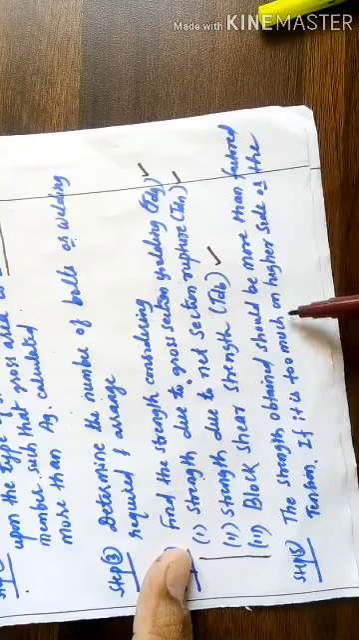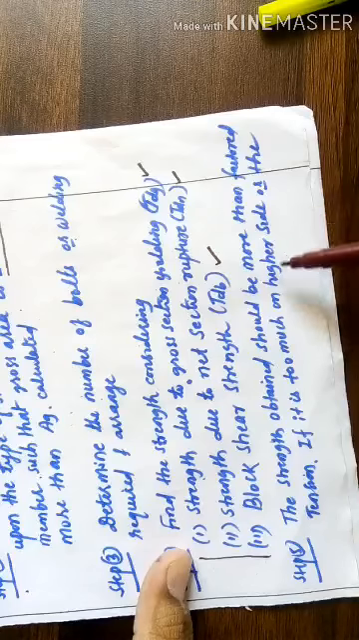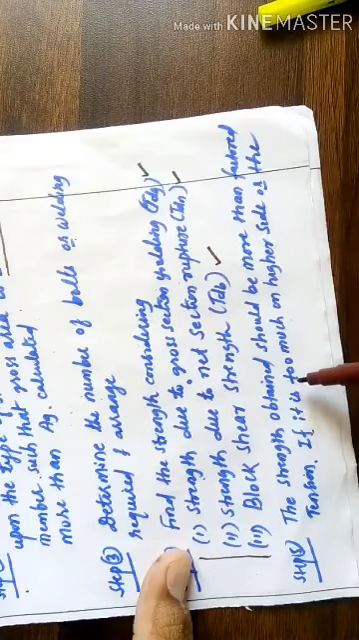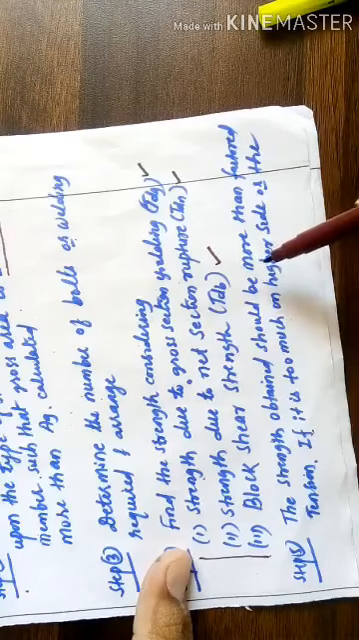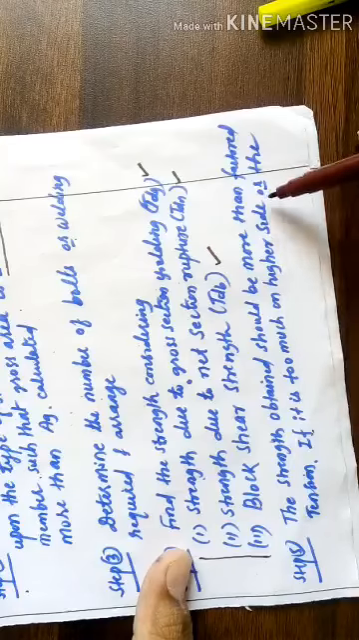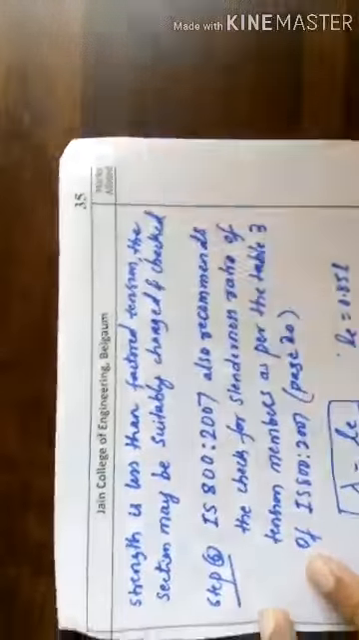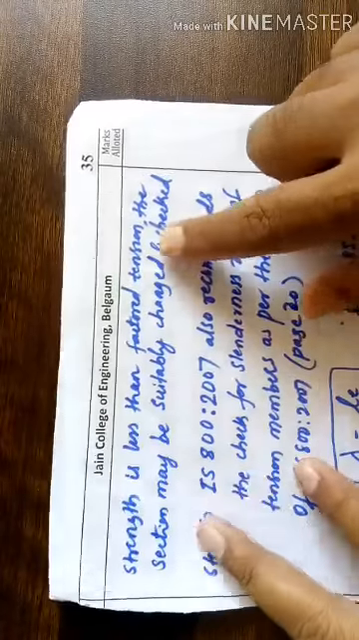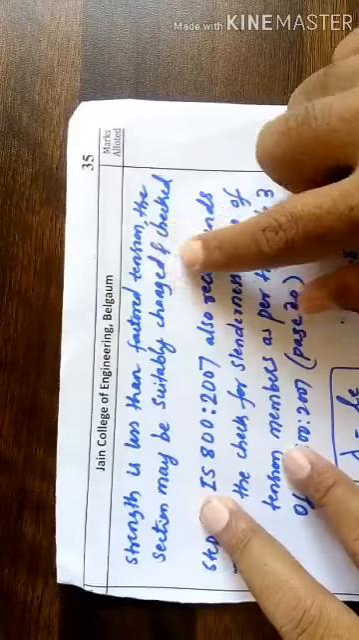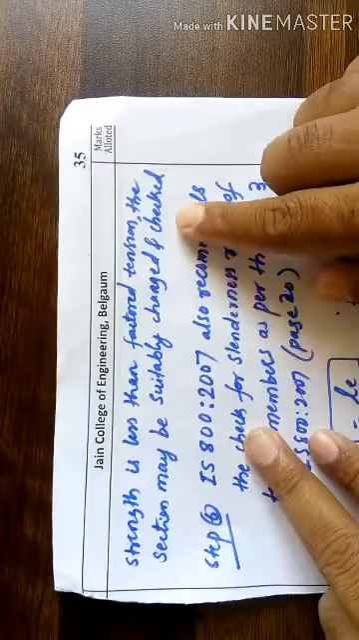If it is too much on the higher side, meaning the section you assign should not be too much on the higher side. If it is too much on the higher side, or the strength is less than the factored tension, the section may be suitably changed and checked.